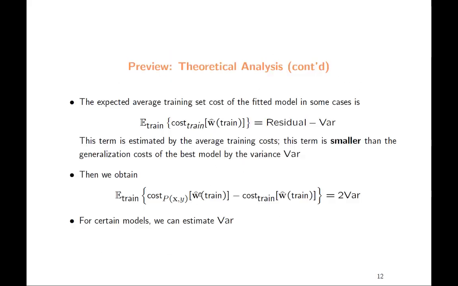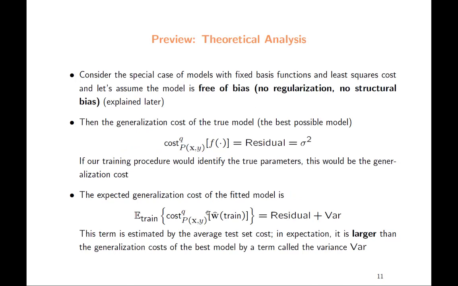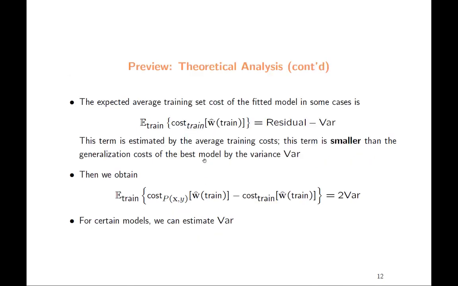If we evaluate on the training data, the expectation of the average training set error is the residual minus the variance. So this is the test error, and this is the training error. The difference between the test error and the training error, averaged over all possible training data sets, is two times the variance in some cases, not all. But you get a little bit of a feeling for it.